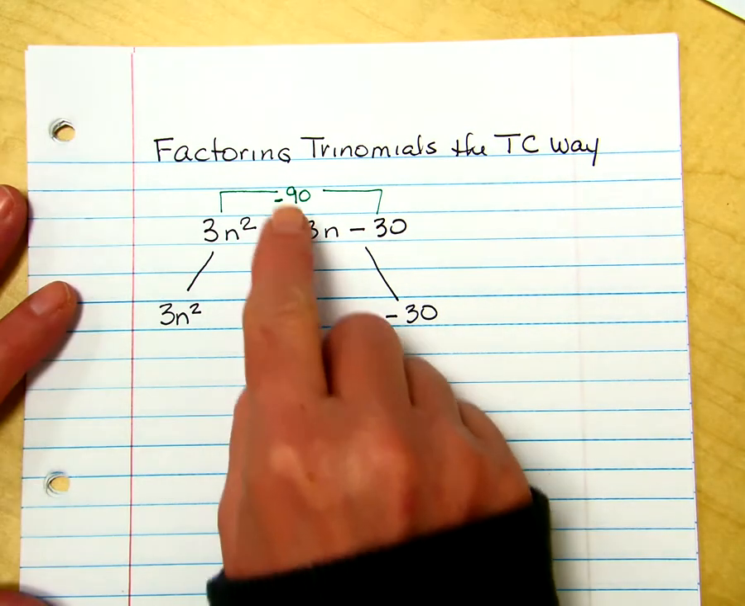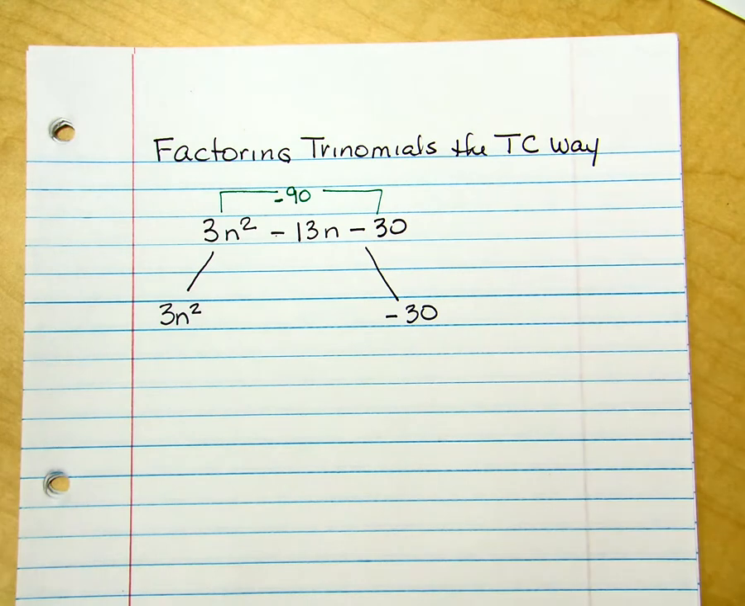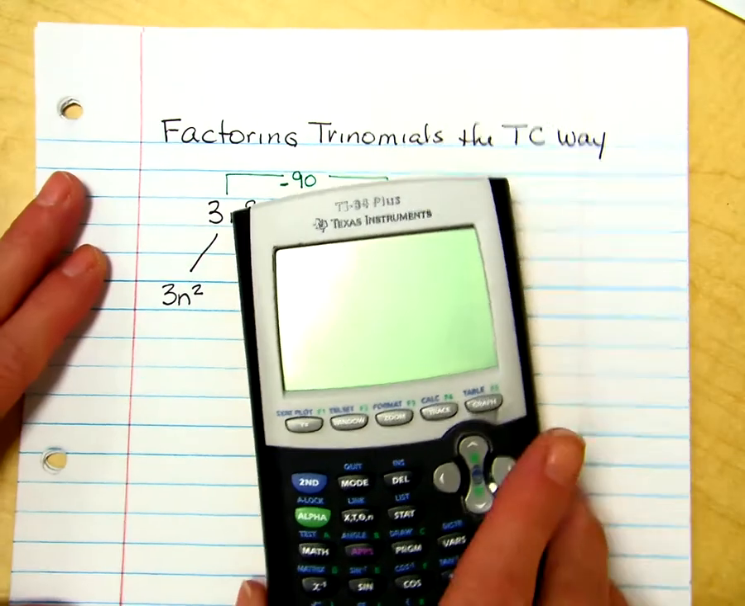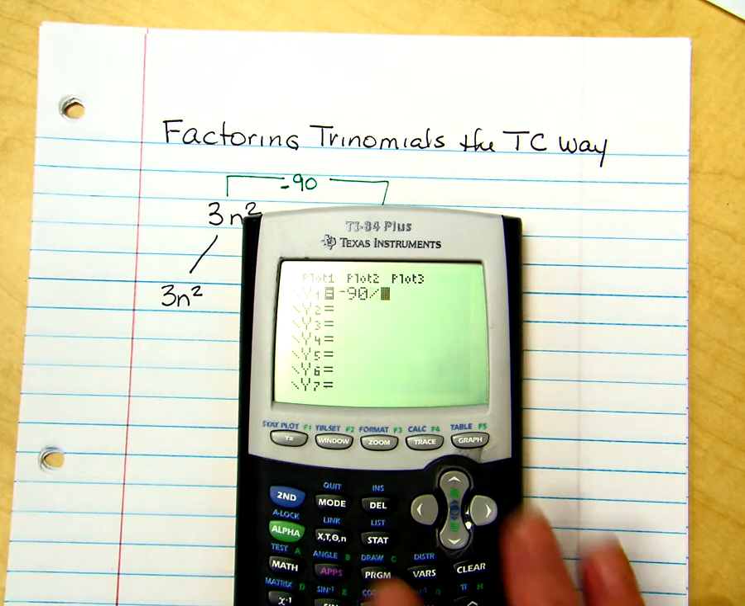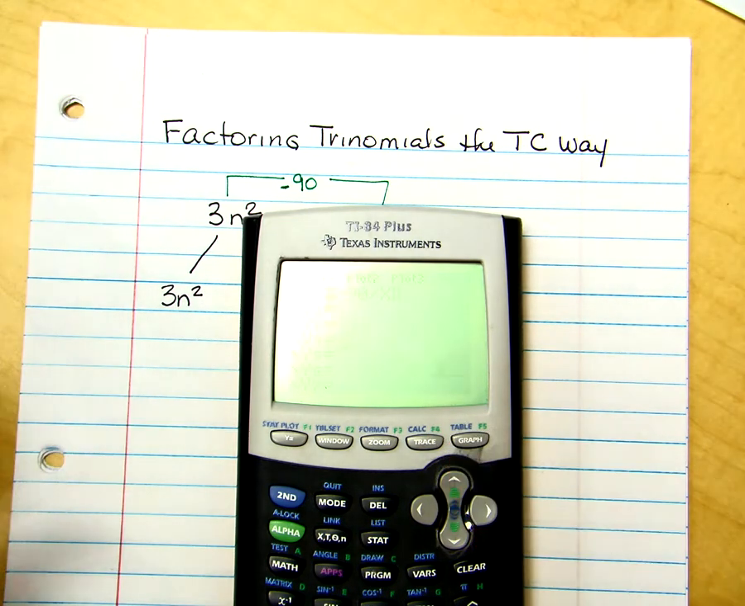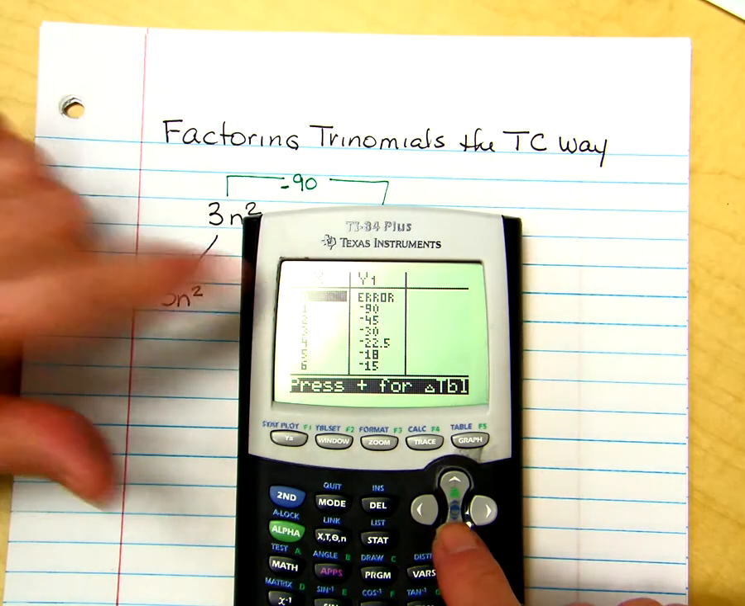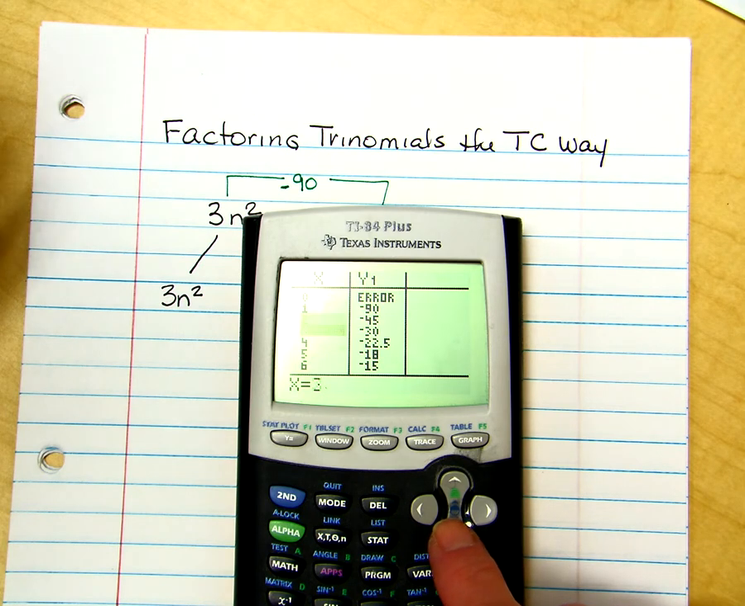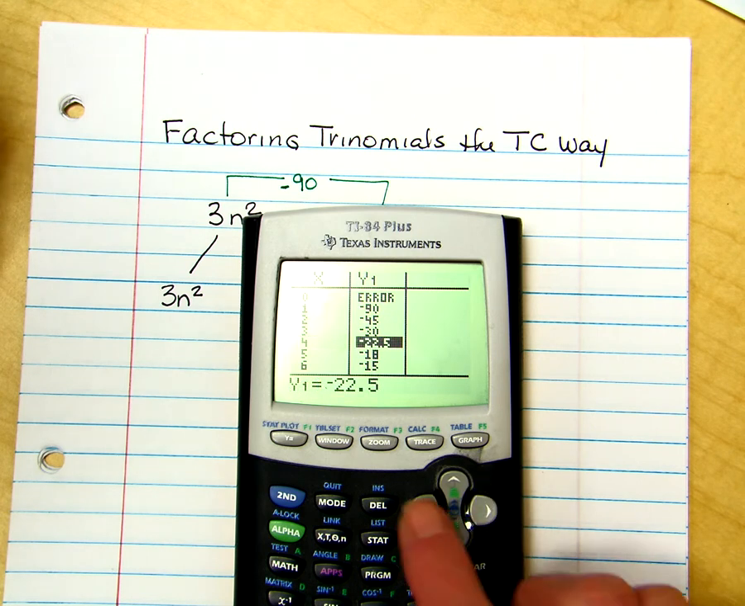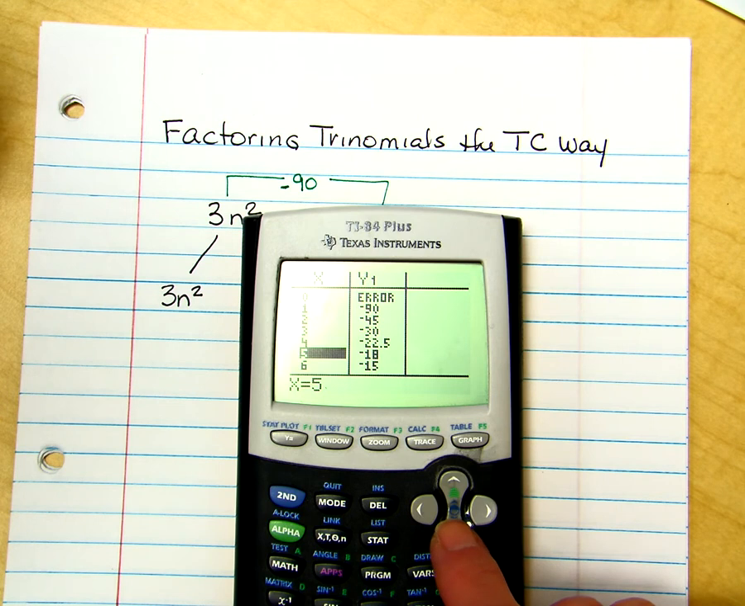Now we need to look at factor pairs of negative 90 that are going to give us negative 13n. So we can use our calculator to help us with that. What we do there is go to y equals, and we're going to take negative 90 and divide it by x, and then look at the table. Of course, we can't divide by 0, so we have 1 and negative 90, 2 and negative 45, 3 and negative 30. 4 is not a factor because we don't have a whole number in the y column. 5 and negative 18, 6 and negative 15, not 7, not 8, but 9 and negative 10.